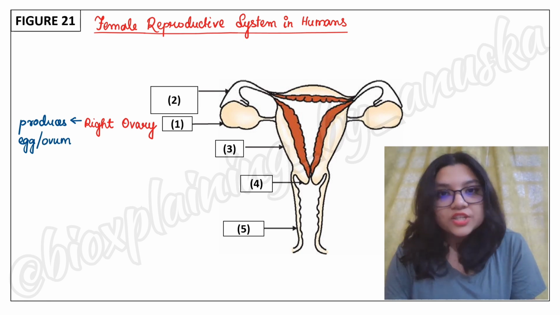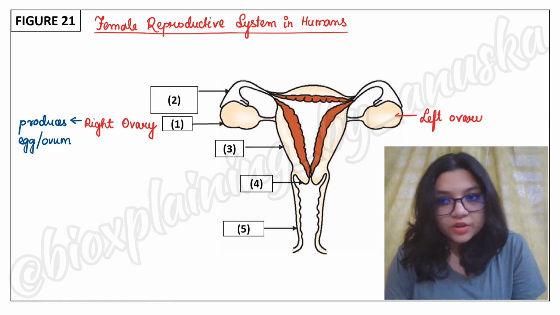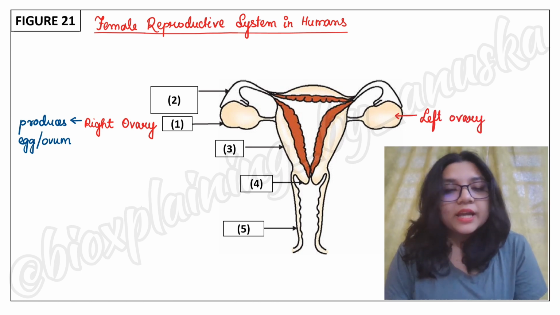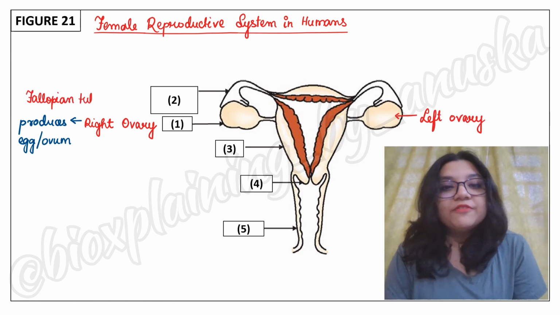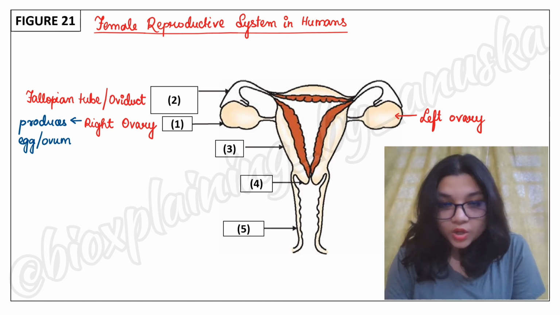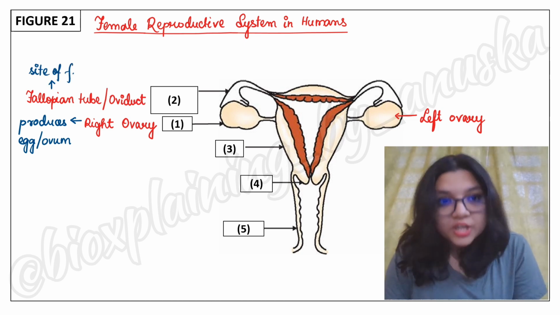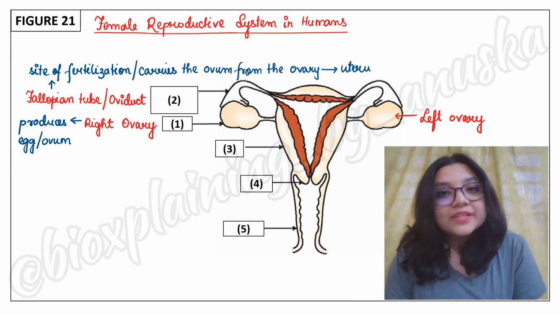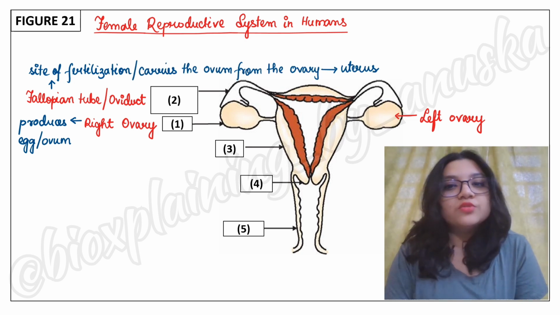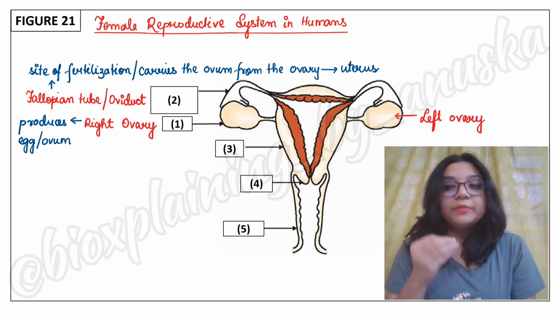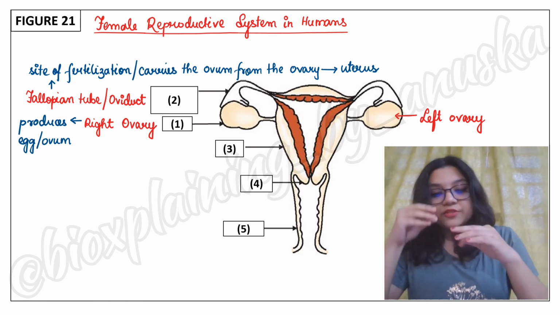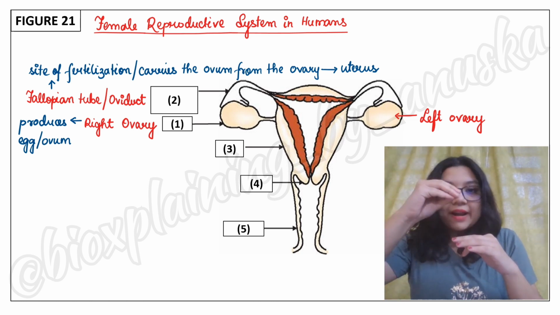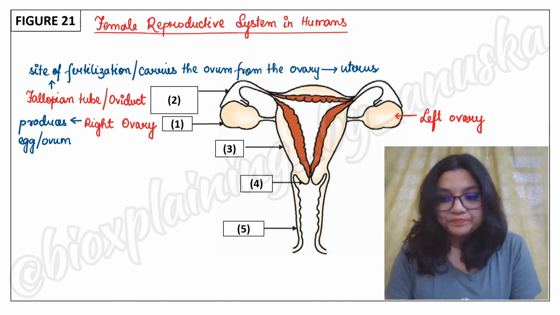So on the other side you will have the left ovary also, right? Then next what we have is the fallopian tubes, also called the oviduct, is part number 2. Its job is it is the site of fertilization and it carries the ovum from the ovary to the uterus. The ovary will be producing the eggs and from there the oviduct will be carrying it to the uterus.